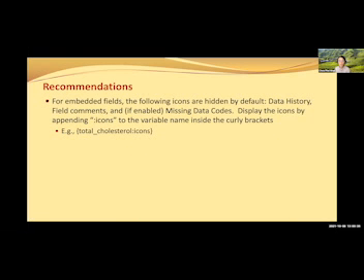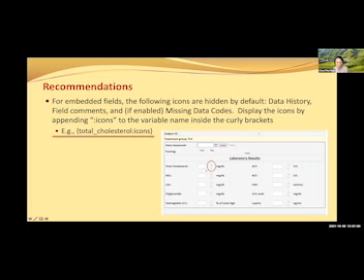For embedded fields, some icons are hidden by default, like data history and field comments. If you enable the missing data codes display of icons, you can display the icons by appending a colon and icons to the variable names inside the curly bracket, just like this. Then you will see these icons for each embedded field. If you click on the history, you will see the data history, and this icon right here is the field comments.